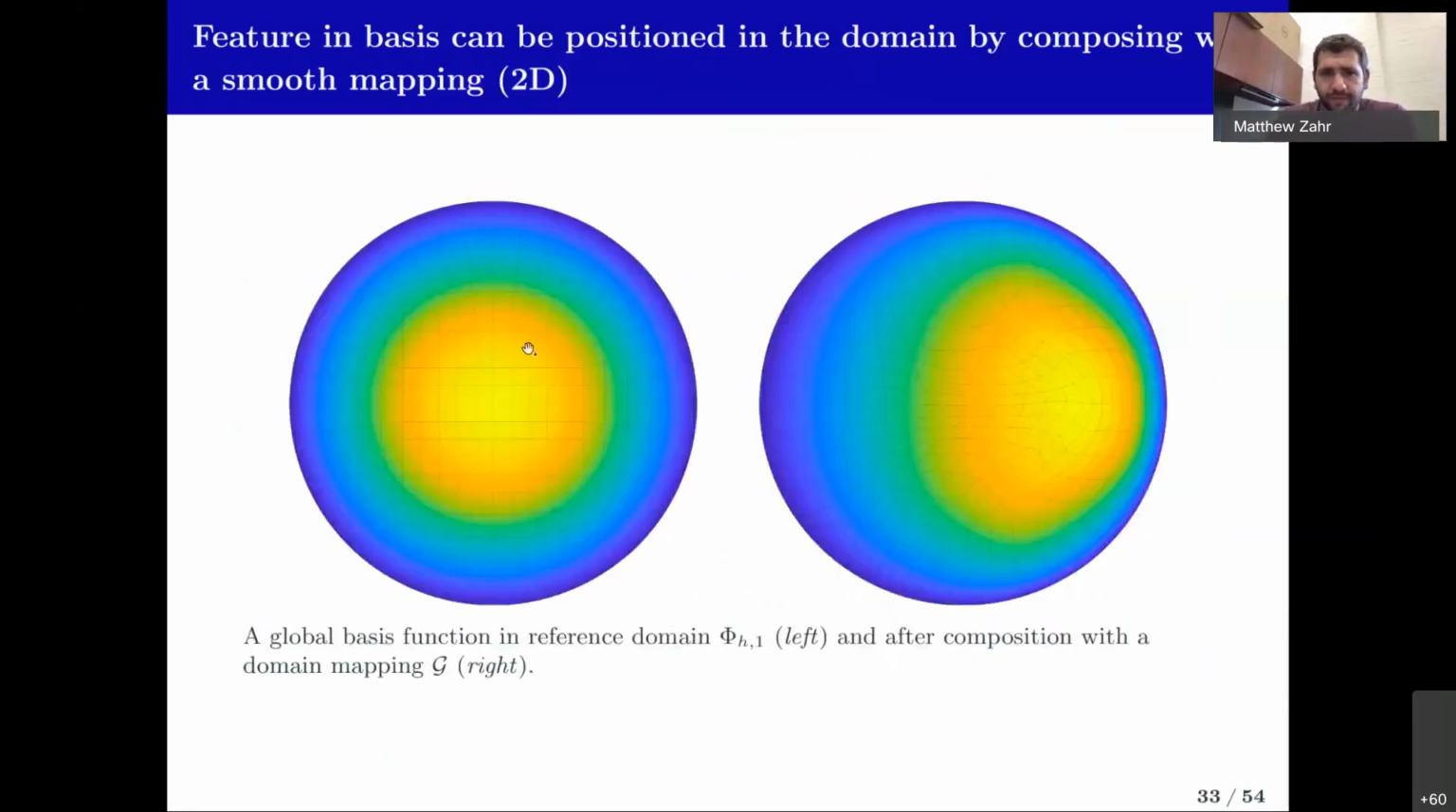This works in higher dimensions too. I have a solution here that's centered in the middle of this domain, and I'm showing some underlying mesh. We apply some smooth domain deformation to it, and we can move the peak over to the right. So these domain deformations can move features around.